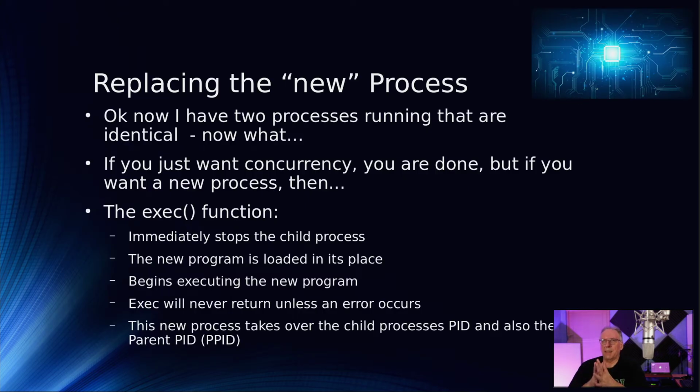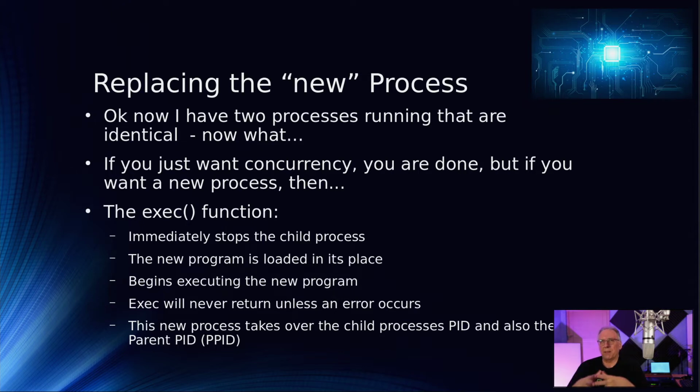So, all right, now I've got two things running. If I'm just doing concurrency, I want a second copy of the program up and they're both operating on different parts of the data stream. Great, I'm done. But if I'm trying to set up a new process that is completely different from the parent, let's say maybe I'm trying to call up vi or start up a video viewer, how do I do that?